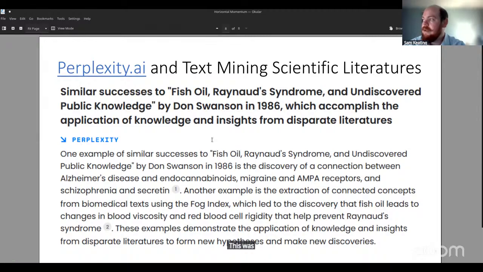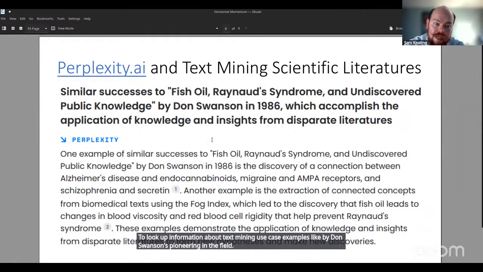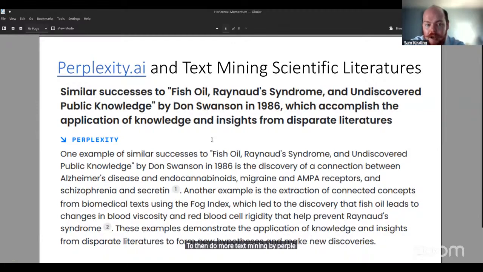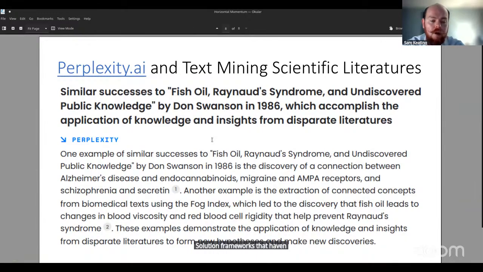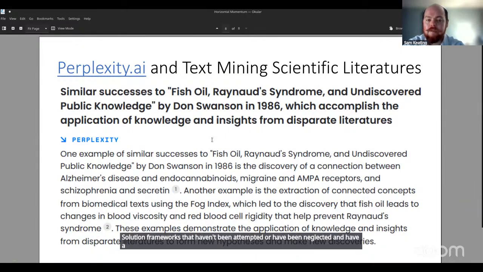This was the first time I presented this, made this slide in 2023, the first of my horizontal momentum conference talk series. And I used Perplexity AI to look up information about text mining use case examples, like Don Swanson's pioneering in the field, to then do more text mining by Perplexity AI about text mining. So I found it to be a beautiful meta example of what you can do with computational frameworks and scaling up and automating solution frameworks that haven't been attempted or have been neglected and have a lot more room to make impact.